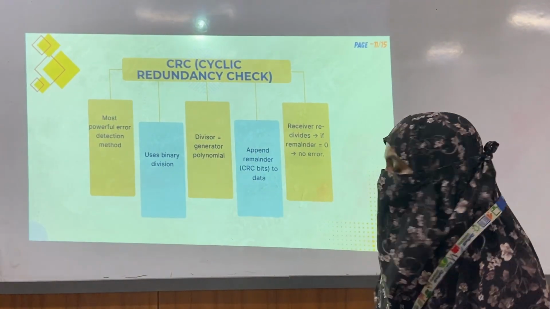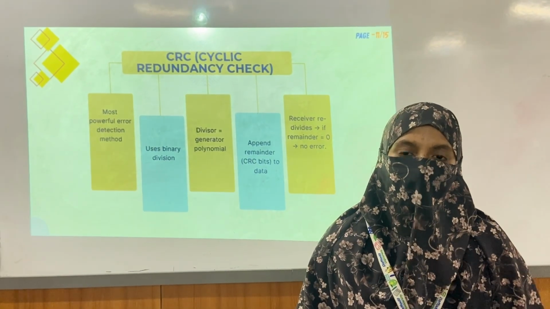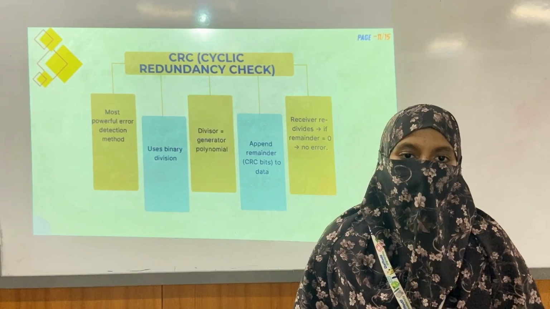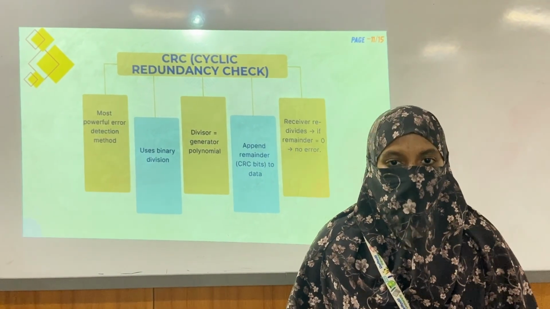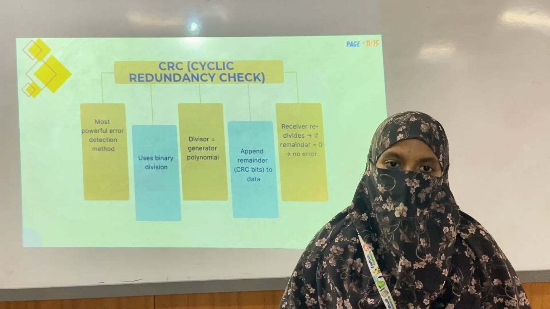Then the receiver gets the message and divides the whole thing again with the same polynomial. If the remainder becomes 0, it means the data is correct and no errors have happened.